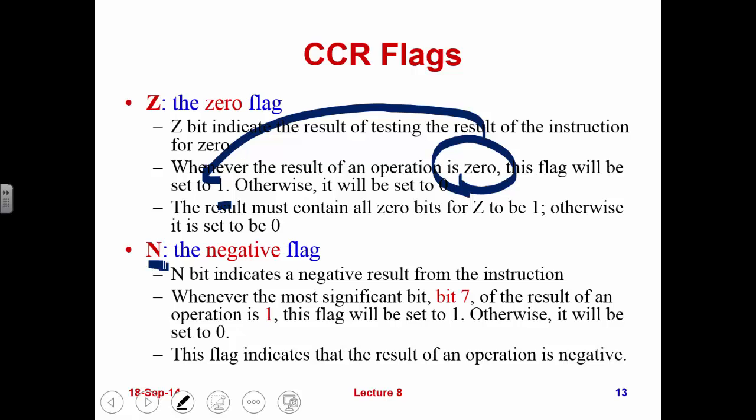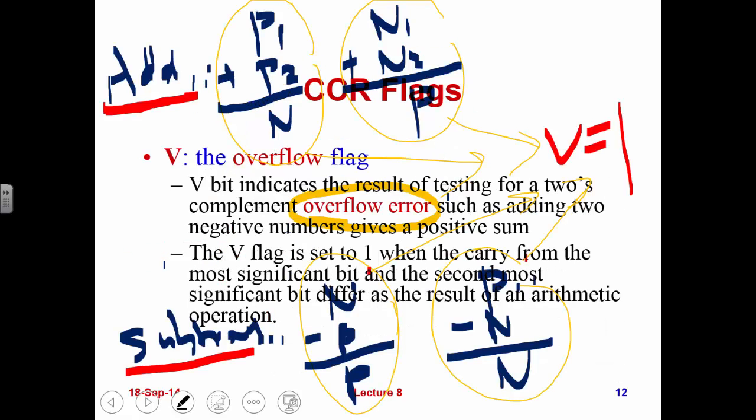Otherwise, it's 0. So when your operation produces a negative number, then N is 1. Otherwise, 0. So your result is a negative number only when its leftmost bit is 1. When the leftmost bit of your number is 0, then your number is positive, as we just talked about right here.